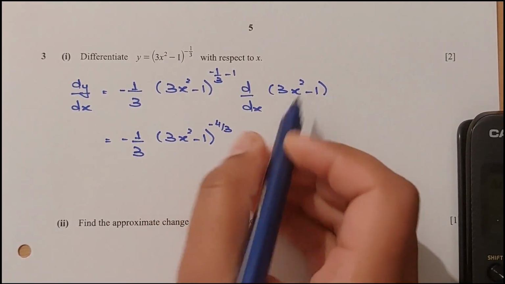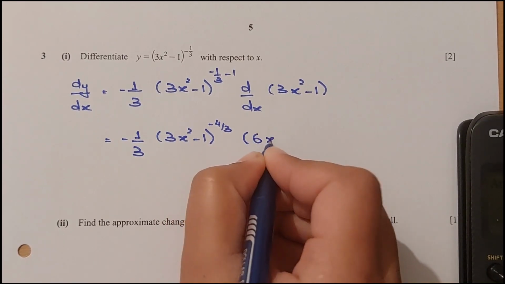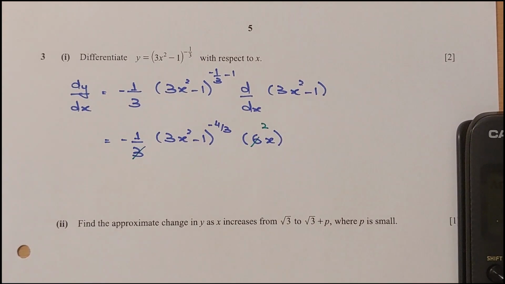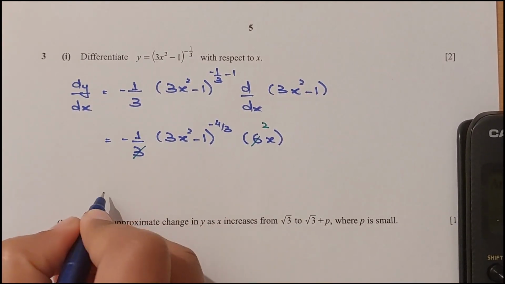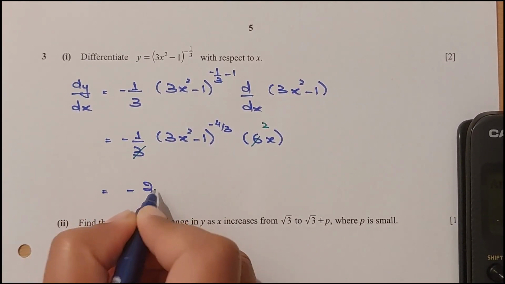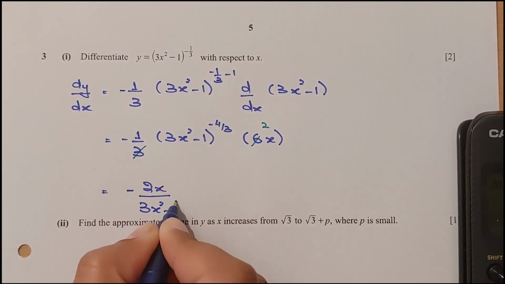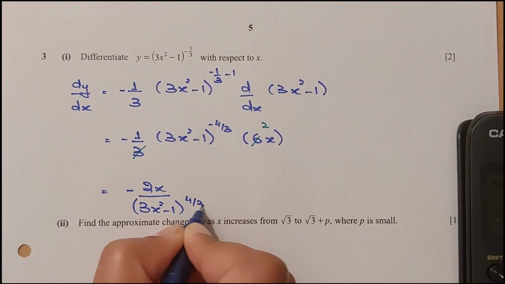And its derivative is 2 times 3 is 6x, right? Now 3 times 2 is 6. Let me simplify further. So the answer is negative 2x divided by 3x square minus 1, power is 4 by 3, right?